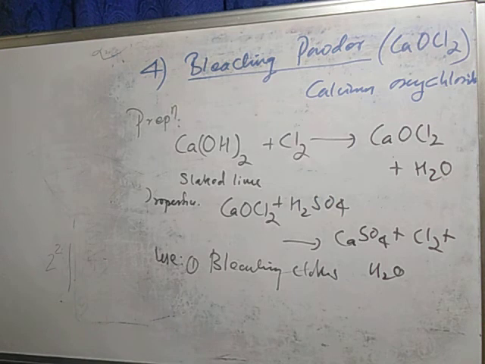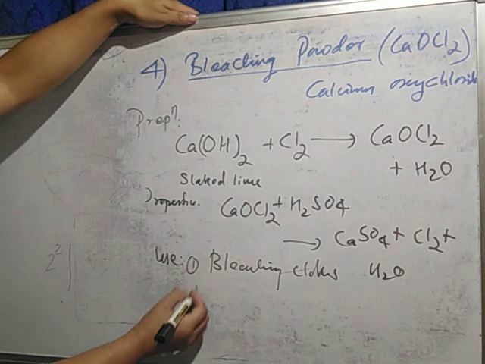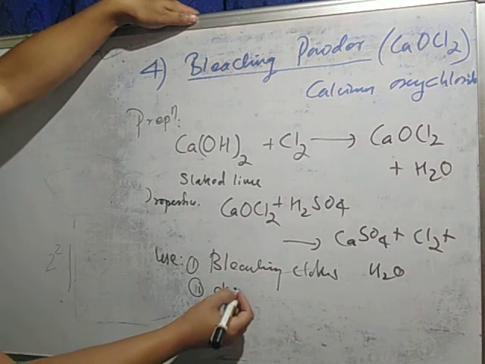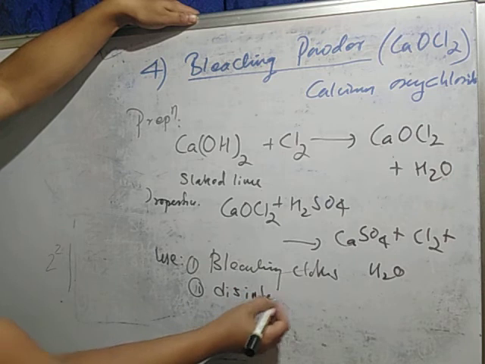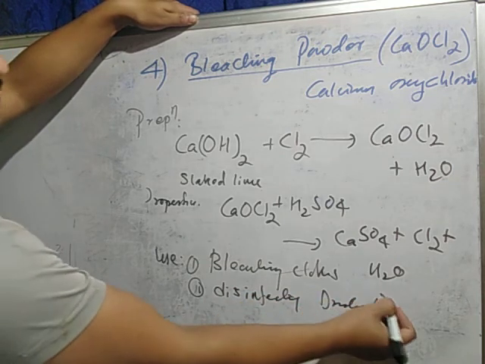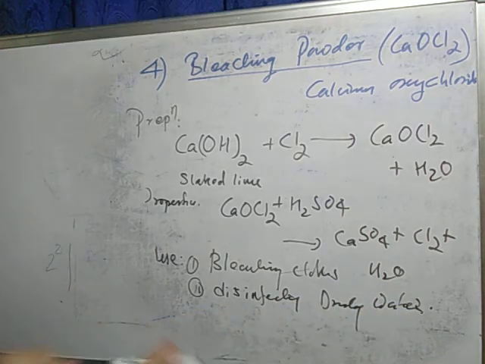Next one, write down: use in laundry, and disinfecting drinking water. So this is your bleaching powder.